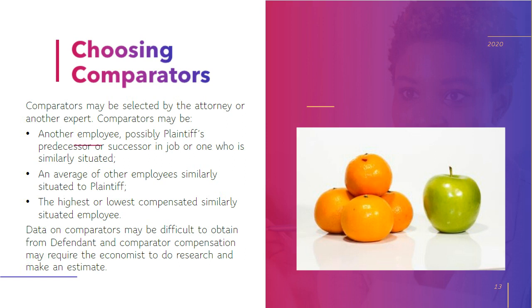So, I cannot myself pick the comparator, but it's something that the attorney can do if they want to pick the comparator, or another expert who may be an HR expert or somebody who can say who would have been an employee comparable to the plaintiff, but for discrimination. Sometimes what I'll be asked to do is we'll take a group of comparators, and I may take the average of what those comparators earned. Or the attorney may pick a specific employee. They may pick the highest compensated, similarly situated employee, the lowest compensated, similarly situated employee.